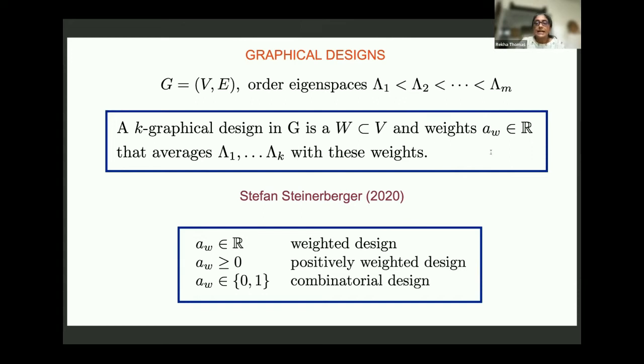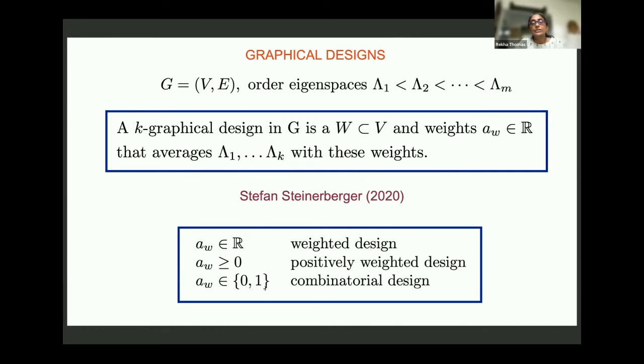Now, depending on the type of weight you ask for, you can get different types of designs. If you ask for no restriction on the weights, they're just real numbers, then we get what I will call a weighted design or an arbitrarily weighted design. If you require the weights to be non-negative, then we'll call this a positively weighted design. And if you are very restrictive and ask that the weights be 0 or 1, then we call this a combinatorial design. As you see, they're going to get progressively harder and harder to find. And you'll see different types of examples.